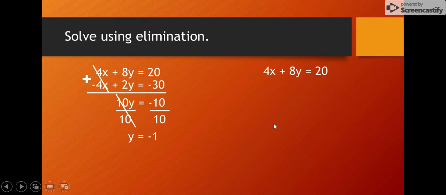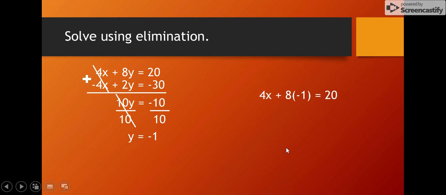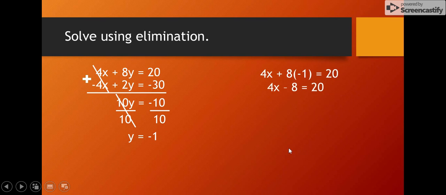So I'm just going to choose the top one. Like I said, you can choose either one you want. So instead of a y there, I'm going to substitute that negative 1. So I've got 4x plus 8 times the negative 1 equals 20. Now, 8 times the negative 1 is a negative 8. So now it should be 4x minus 8 equals 20.